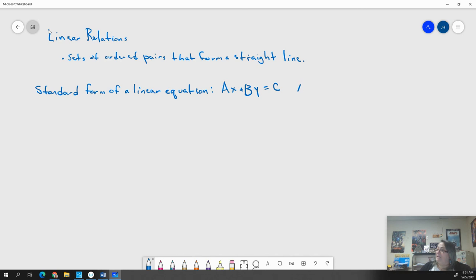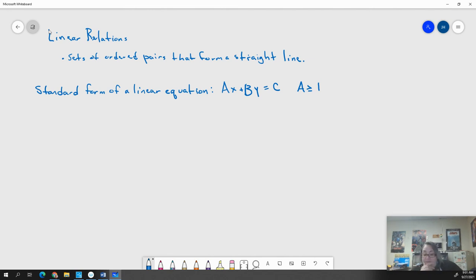In this circumstance, A has to be greater than or equal to 1. So we don't have any negative A's in that. If we're given something with a negative A, we need to put it in standard form by getting rid of the negative. If it is in a fraction form, then it would be less than 1, and we would have to eliminate that fraction.